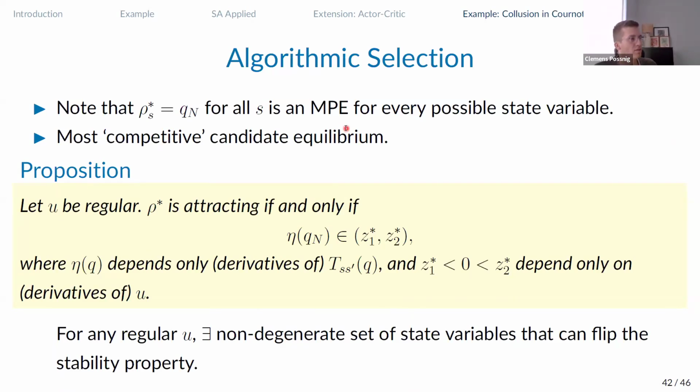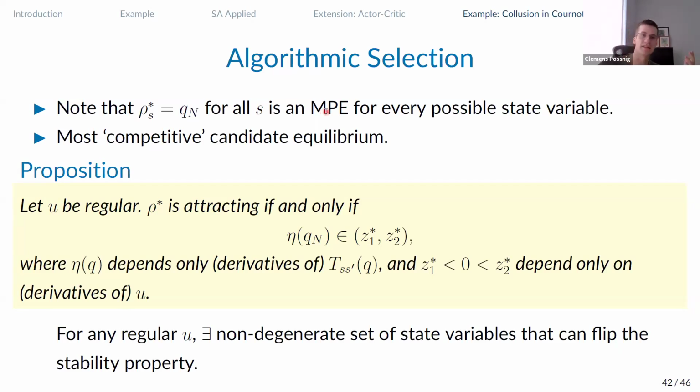So remember that, under regular payoff functions here, there is a unique Nash equilibrium to the stage game. I'm going to call this Q of n, a fixed quantity. Now let a policy profile be such that in every state, Q of n is played. That's always a Markov perfect equilibrium for any possible state variable. So it's a candidate ICT set for our ODE. It's a candidate outcome for the learning process. But it's only going to be an outcome with positive probability if it is also attracting.